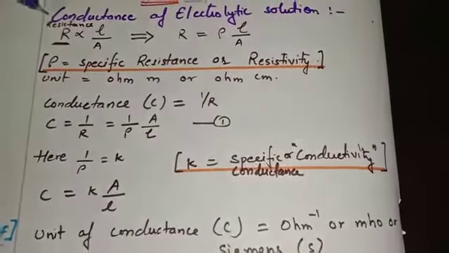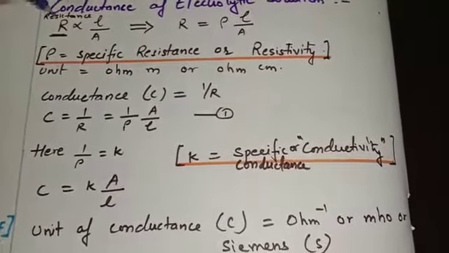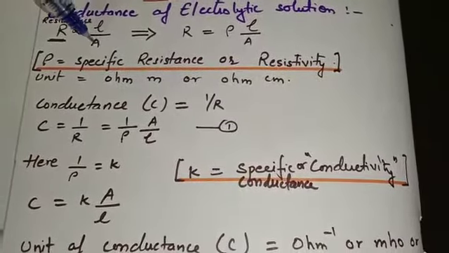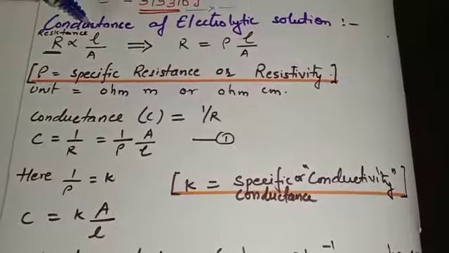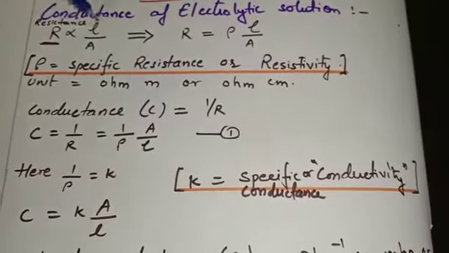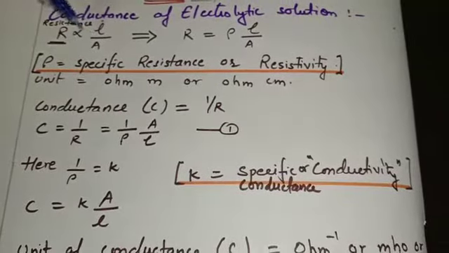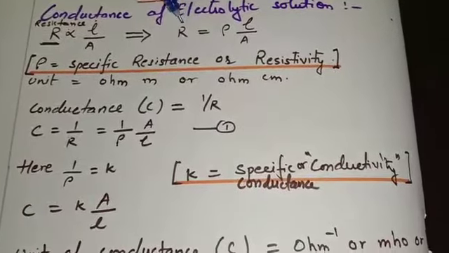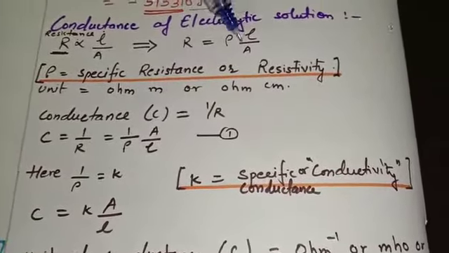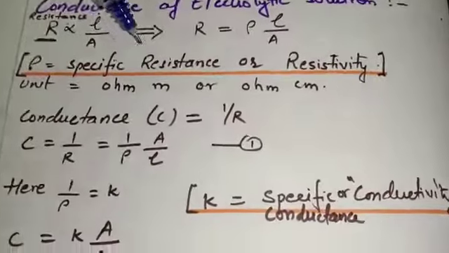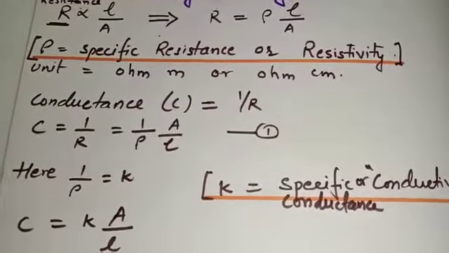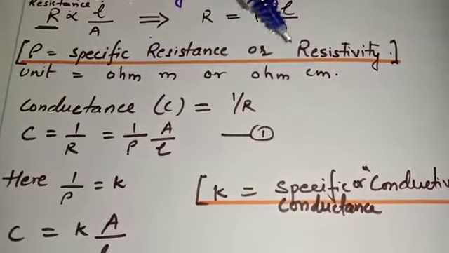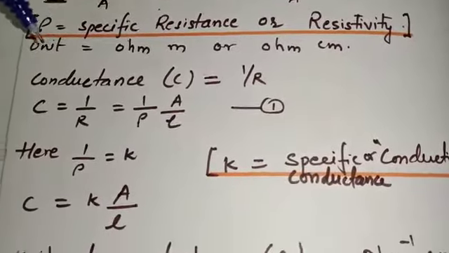So the first is known to be resistance. Resistance is represented by the sign R, and R is directly proportional to L upon A, where R represents resistance, L is the length of the wire, whereas A is the area of cross section. If I have to remove this proportionality sign, I have to use a constant, and it comes to be R is equal to rho L upon A. This rho is known to be specific resistance or resistivity, and the unit of rho is ohm meter or ohm centimeter.